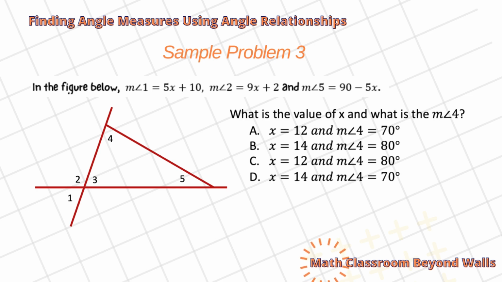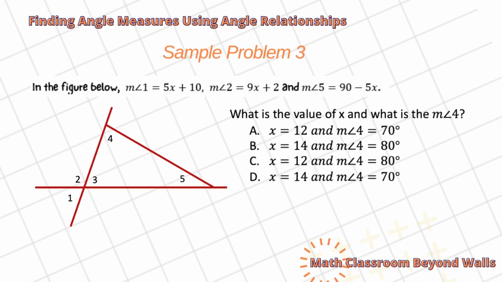Option A, x equals 12 and the measure of angle 4 is 70 degrees. Option B, x equals 14 and the measure of angle 4 is 80 degrees. Option C, x equals 12 and the measure of angle 4 is 80 degrees. Option D, x equals 14 and the measure of angle 4 is 70 degrees.